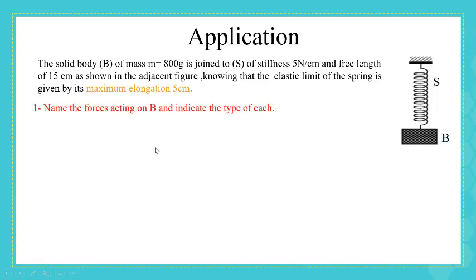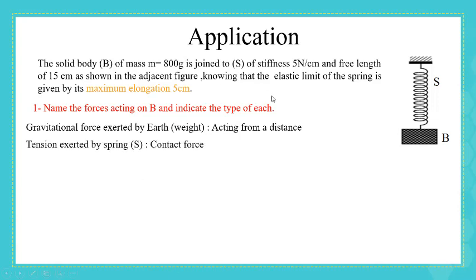The first question is to name the forces acting on B and indicate the type of each. Of course, we have the weight and the tension force. Gravitational force exerted by Earth, which is the weight force, its type is acting from a distance. Tension exerted by a spring S, its type is a contact force. Number 2, determine the magnitude of these forces.